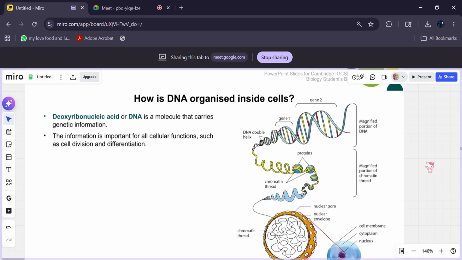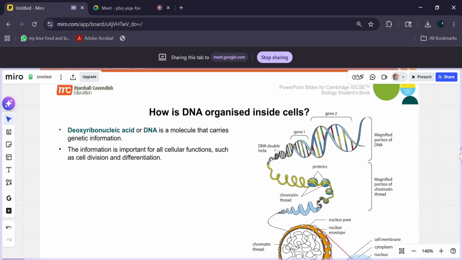Remember, in our previous chapter, chapter 17, we learned that the female gametes and the male gametes must combine to form the zygote. Well, this is actually a process of meiosis, which we're going to learn about in this chapter. How does meiosis actually happen? It happens because of DNA, which carries the information that is important for cellular functions.